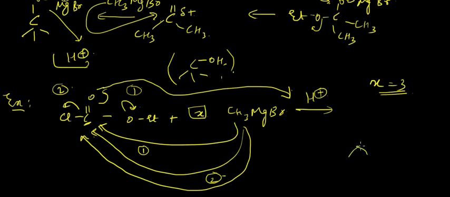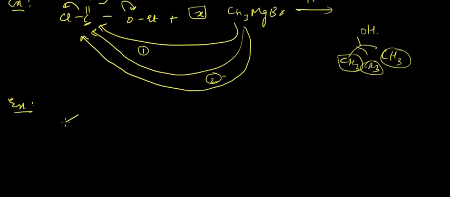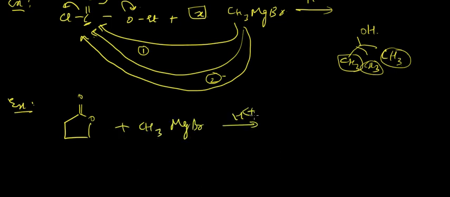So finally we would have something like this, 1, 2 and 3 CH3s would be in place. Okay, so total number of x would be 3. Okay, I hope you followed this example. Now let us say we have something like this, double bond O, and we react it with CH3MgBr, obviously in presence of, or in acidic medium. So what would be the product?